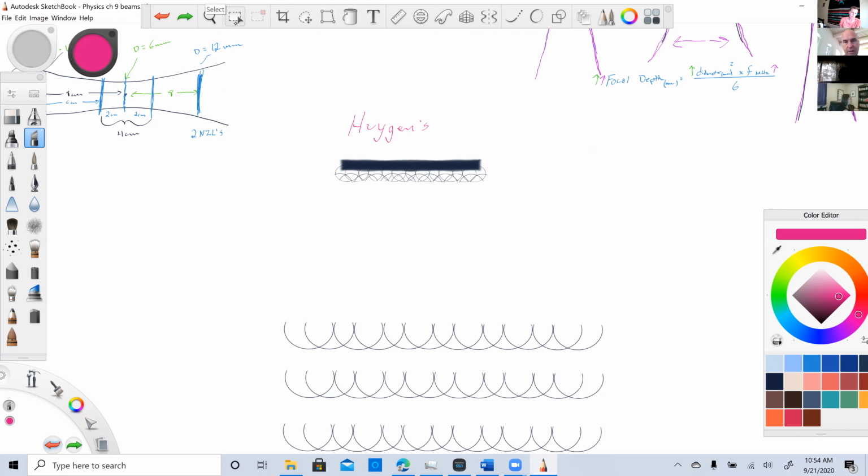What I've drawn here, it's a little messy, is multiple sound sources going all the way across the single element. This is like a single element, kind of like a coin, like a penny. And this is a round element.